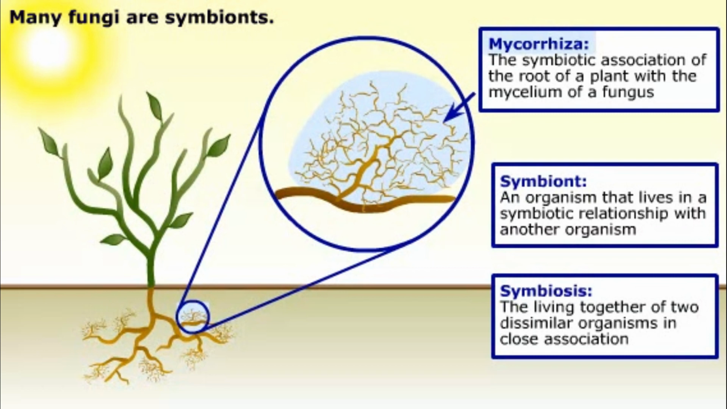The association of a root of a plant with the mycelium of a fungus is called a mycorrhiza. In mycorrhizae, the fungal cells are in direct contact with the cells of the plant root. In some cases, the hyphae even penetrate the plant's cells. The fungus helps the plant absorb minerals.